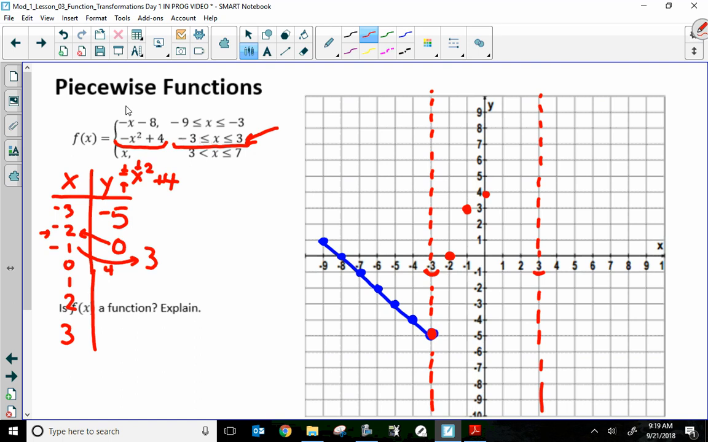And it's a parabola. So you're going to start to see here, here, and back to here. It's a parabola. That's what a parabola looks like.